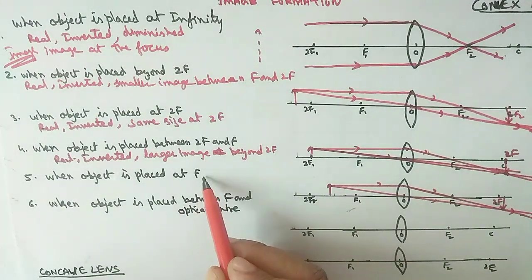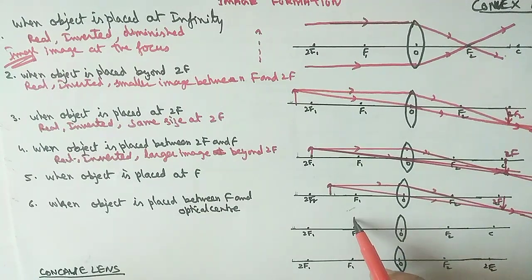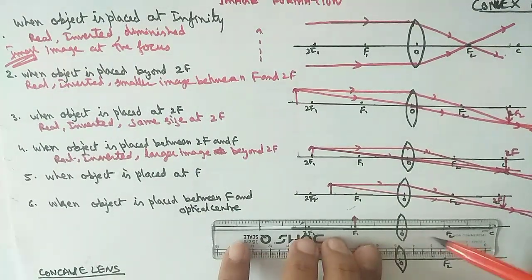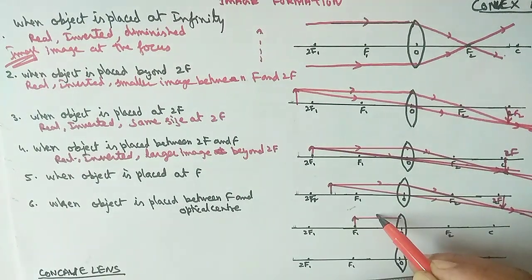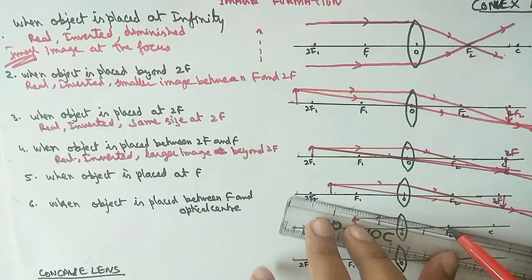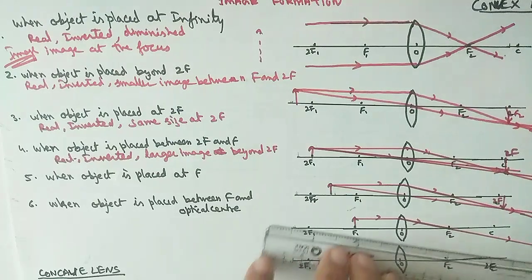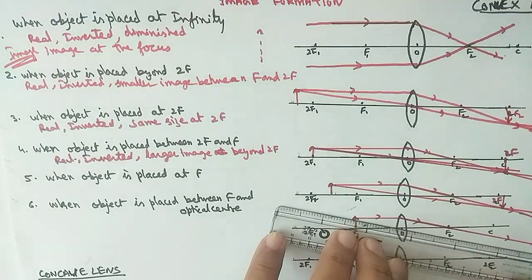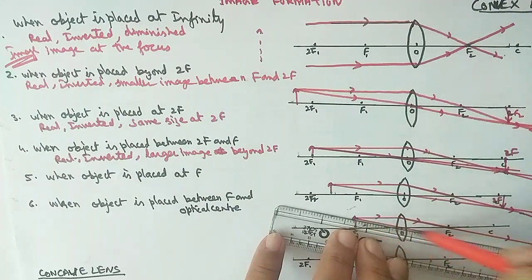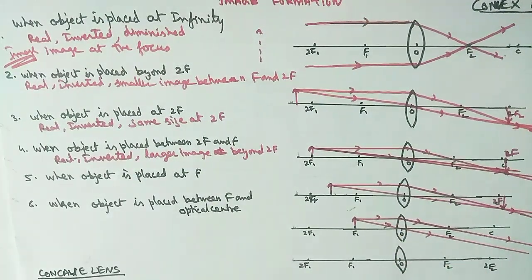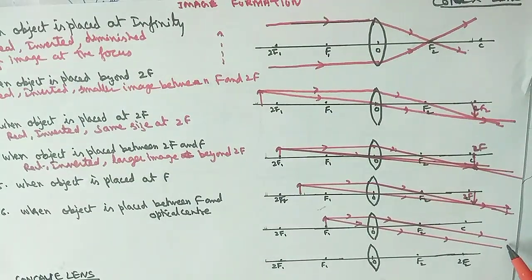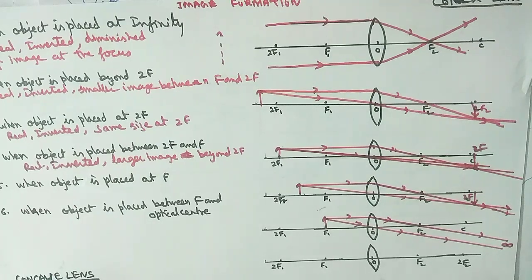See the next case, when the object is placed at f. I am putting this at f. In this case, it's an interesting case. What will happen? The first ray will pass through the focus after refraction like this. And the second ray like this, from the optical center, and you can see these two rays are parallel to each other. These two rays are parallel to each other. So these refracted rays will meet at infinity.